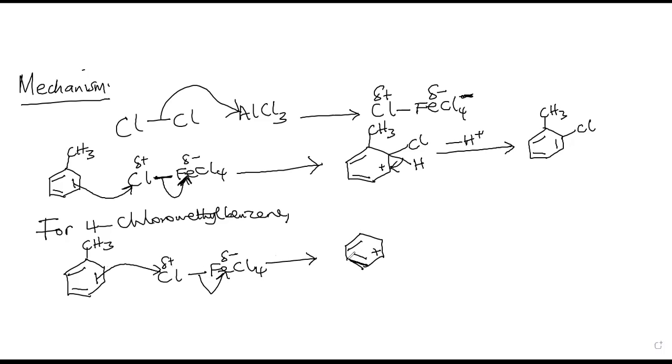But remember, now we are going to form a 4-substituted isomer. So this is CH3. So since we are going to form a 4-substituted isomer, meaning our Cl will be on the 4th position, while the hydrogen now would be here. So this hydrogen will stabilize this ring here. And losing it will lead to the formation of our 4-substituted isomer, which is 4-chloromethylbenzene.